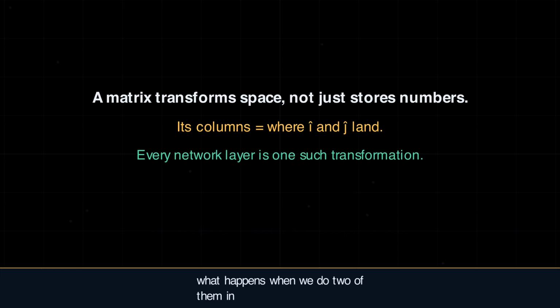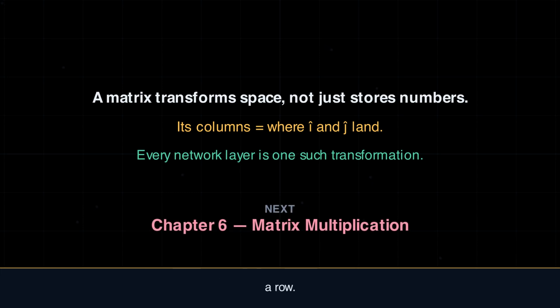Next, what happens when we do two of them in a row? Chapter 6, Matrix Multiplication.